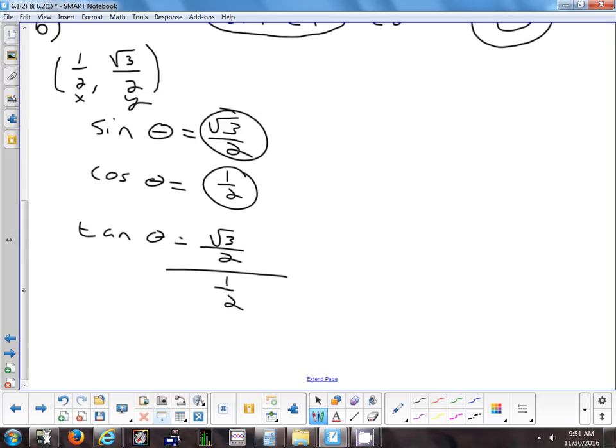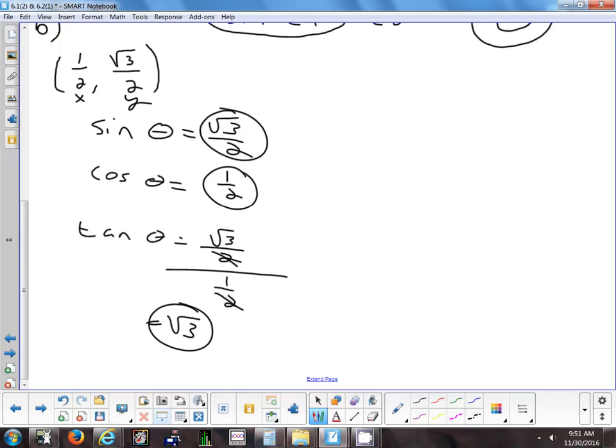Now, when you're dividing fractions that have the same denominators, what can you do with the 2's? Yeah, some people like to flip and multiply by the reciprocal. It's the same thing. But the 2's cancel, and you get just square root of 3. Would you want us to simplify that? No, that's as simplified as you need to get. Those are final answers.